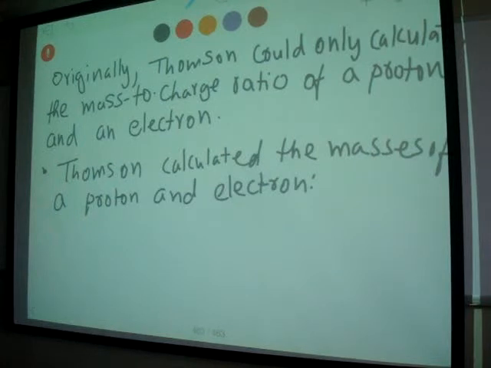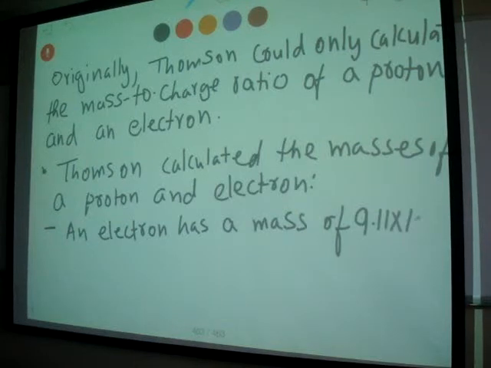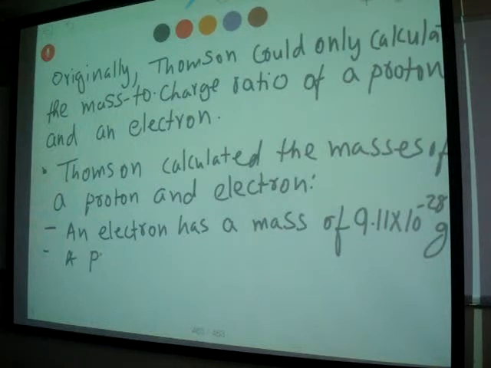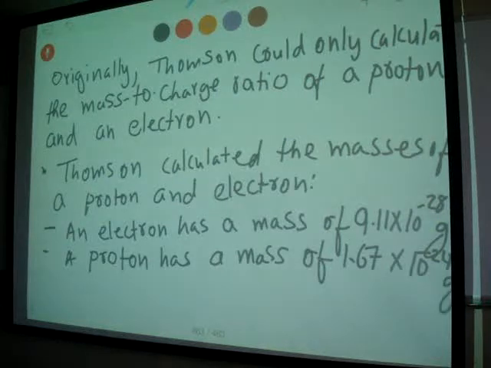So what he did? He said an electron has a mass of 9.11 times 10 raised to minus 28 grams, and a proton has a mass of 1.67 times 10 raised to minus 24 grams. So you can see electrons are the tiniest ones.